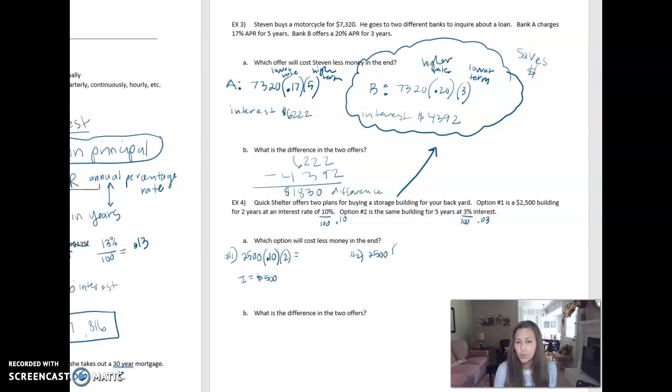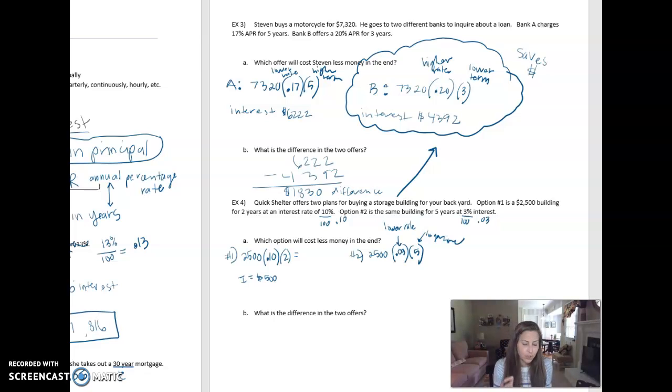This time, though, you're going to finance it at a lower interest rate for a longer time. Now, notice again, we have a lower rate, but we have a longer time. And I don't know the answer to this particular question. I made this problem up. It's the first time I've ever done it.